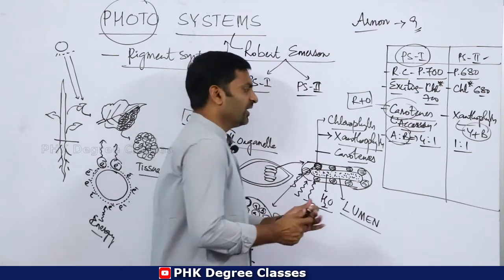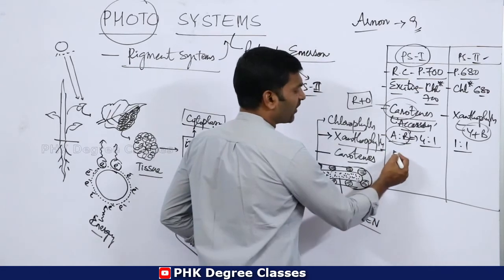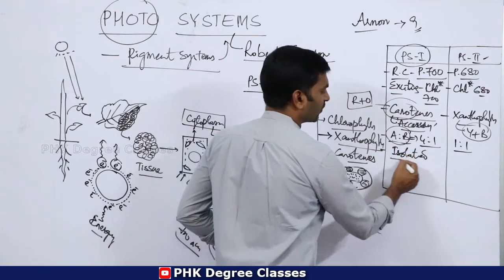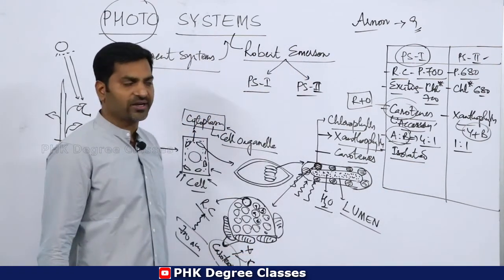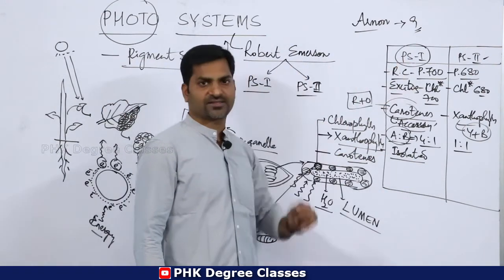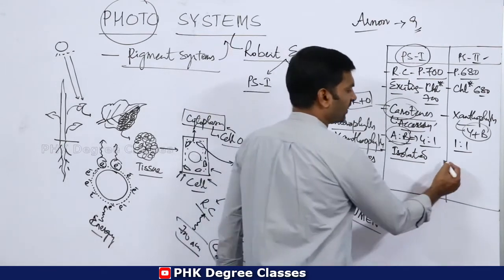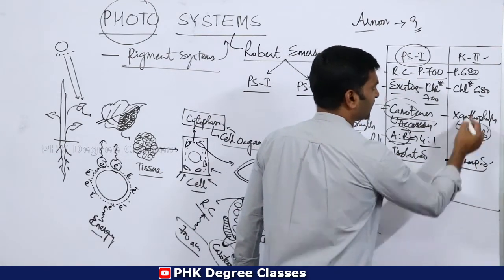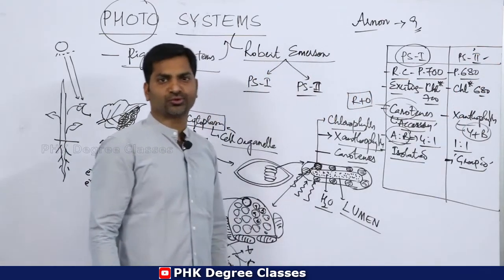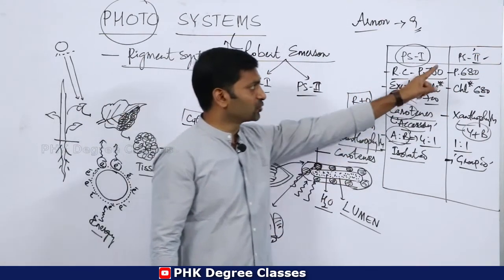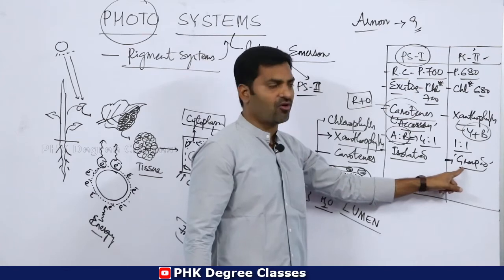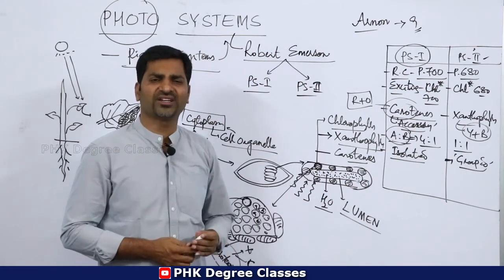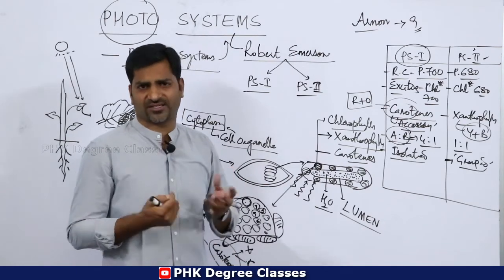Remember. Okay. Then the thylakoids are isolated thylakoids. Isolated thylakoids are found in this particular system. Means here grouped thylakoids are there in photosystem 2. Photosystem 2 is found in grouped thylakoids. Photosystem 1 is found in isolated thylakoid. Isolated nothing but what? Separated.